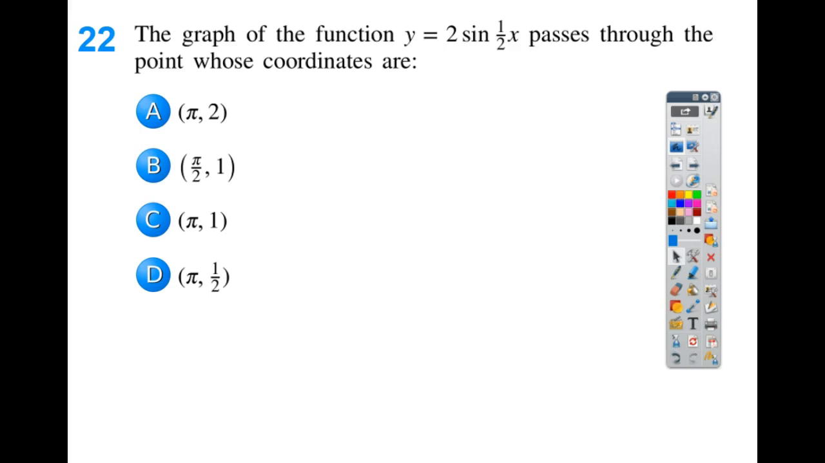Okay, the graph of the function y equals 2 times the sine of 1/2 x passes through the points whose coordinates are... So if I put pi in here, that's pi over 2, which is at 90 degrees. What's the value of sine at 90 degrees, at the top of the circle? 1, right? So 1 times 2, so it's A.